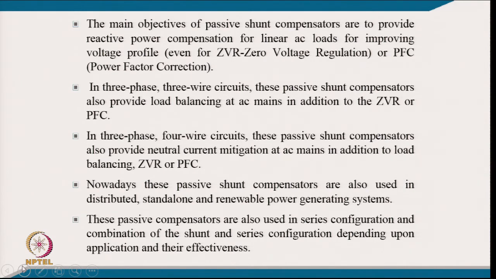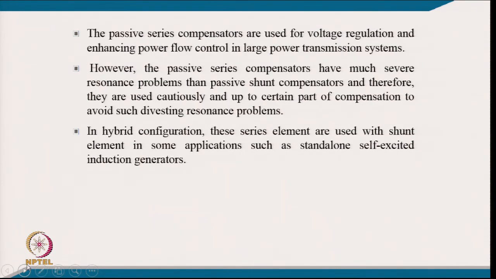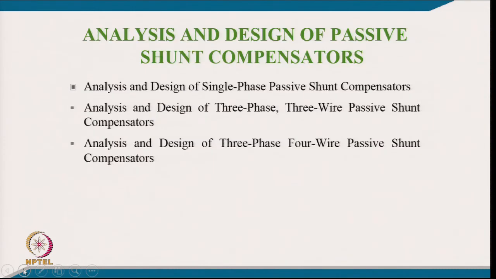These passive compensators are also used in series configuration, and in a combination of shunt and series configuration, depending upon the application and their effectiveness. Passive series compensators are used for voltage regulation and enhancing power flow control in large power transmission systems. However, passive series compensators have a much more severe resonance problem than passive shunt compensators, and therefore they are used cautiously and only up to a certain point of compensation to avoid such devastating resonance problems. In hybrid configuration, series elements are used with shunt elements in some applications such as the standalone self-excited induction generator, which I already talked about.